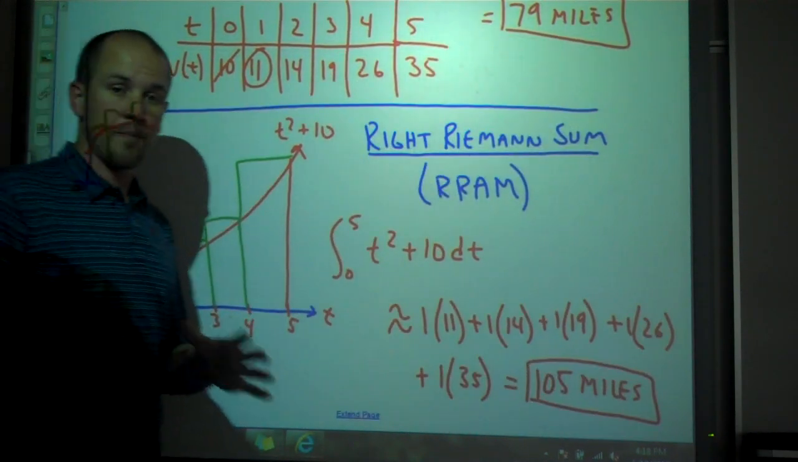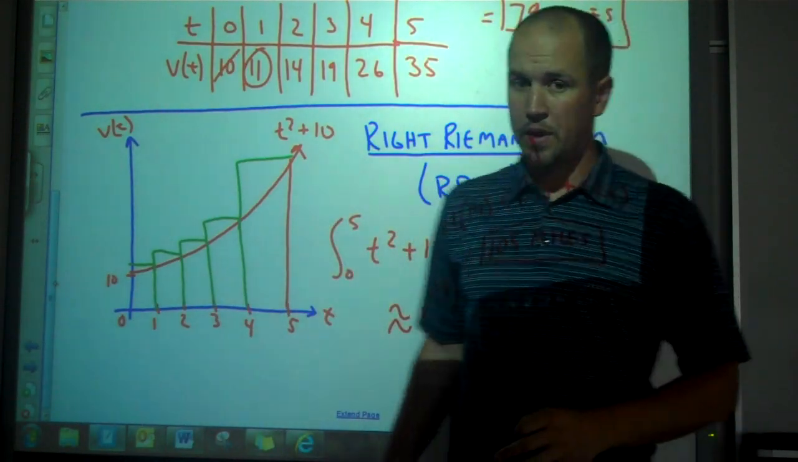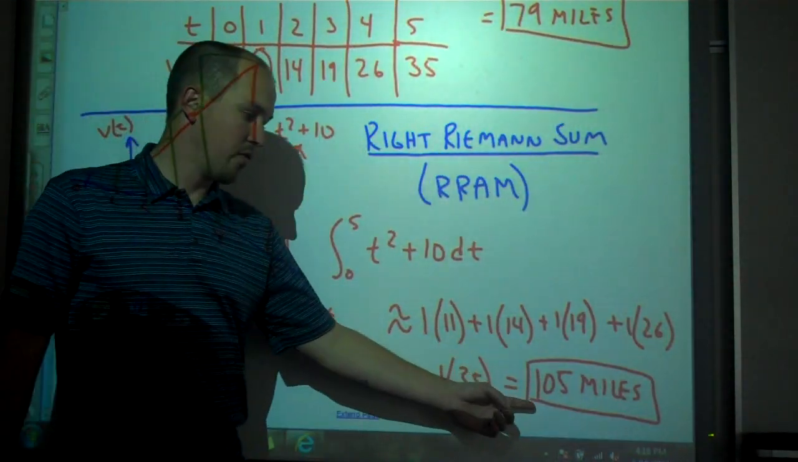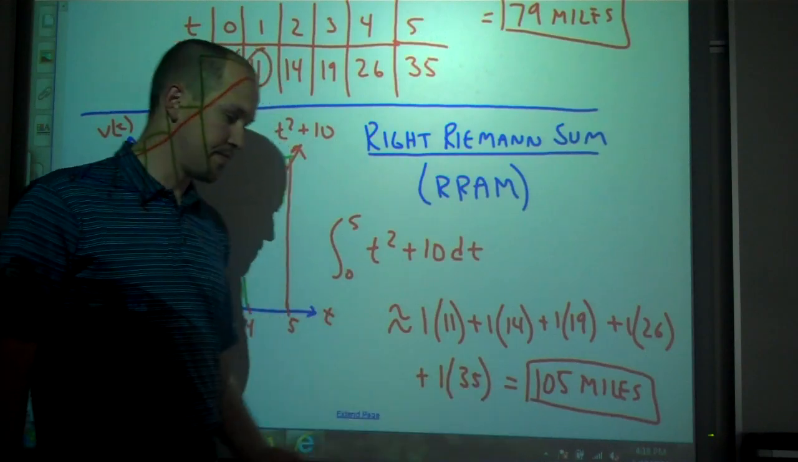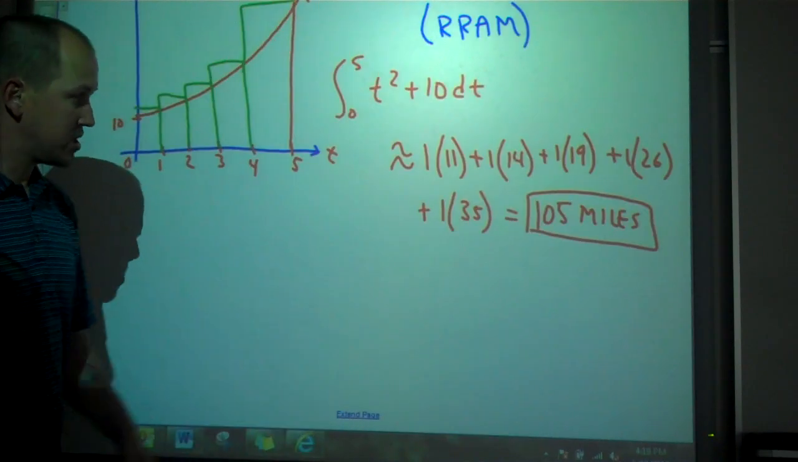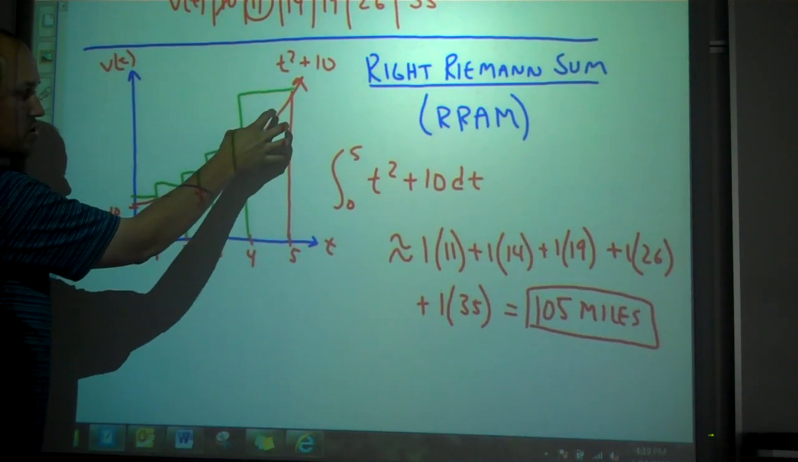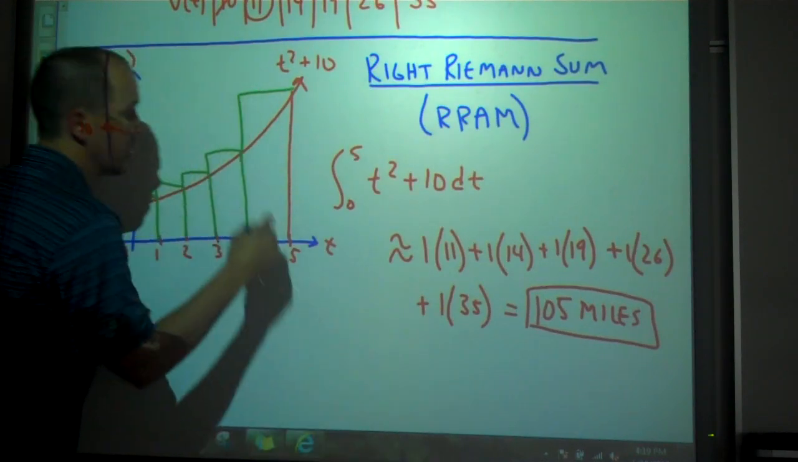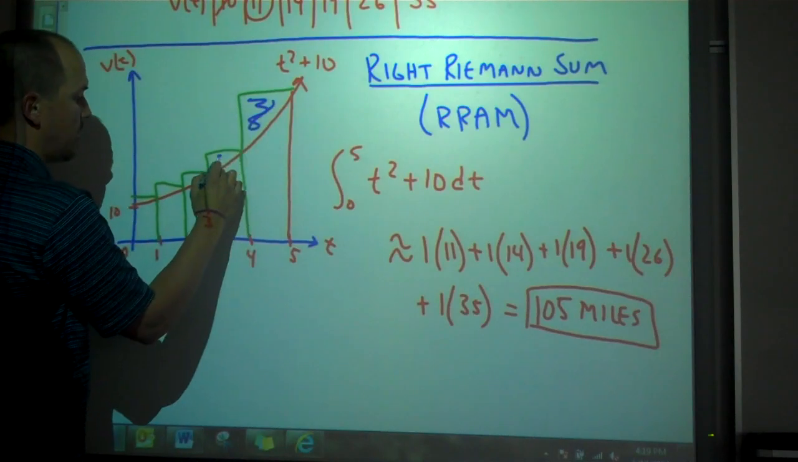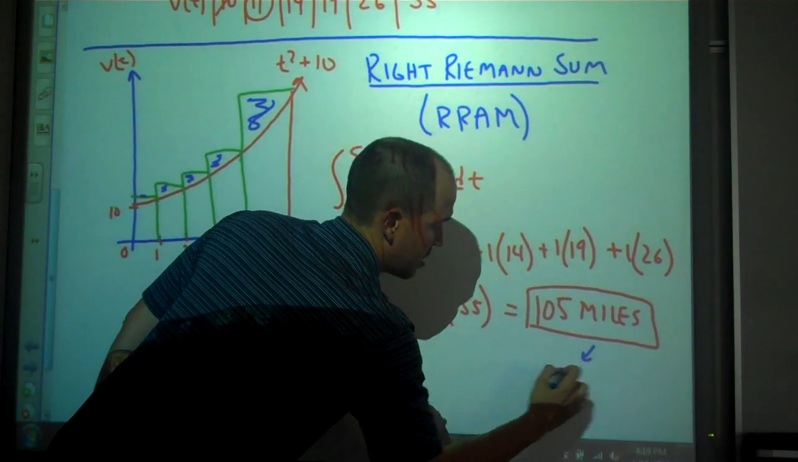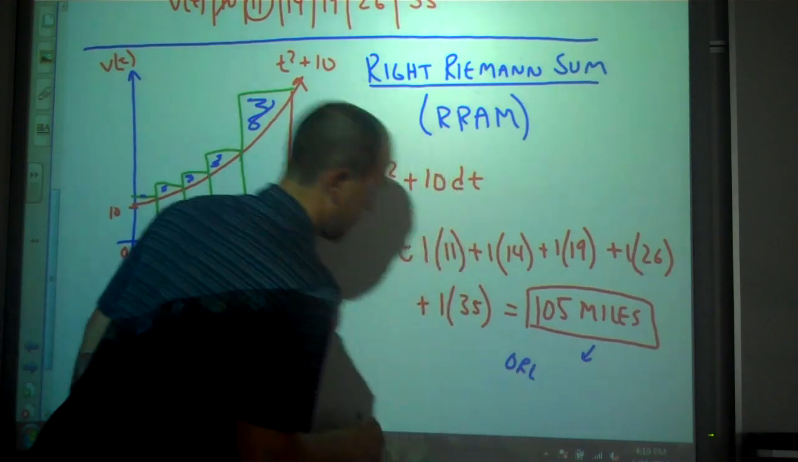Okay, we need to compare these. It's a very obvious comparison. My question is, is this an overestimate or an underestimate? It's a pretty easy question to ask because obviously these rectangles are all above the graph. So really, all of this space above is the overestimate. So this is an overestimate.